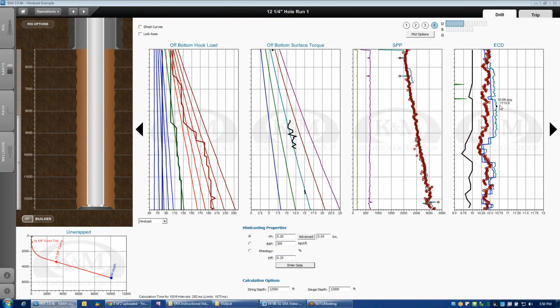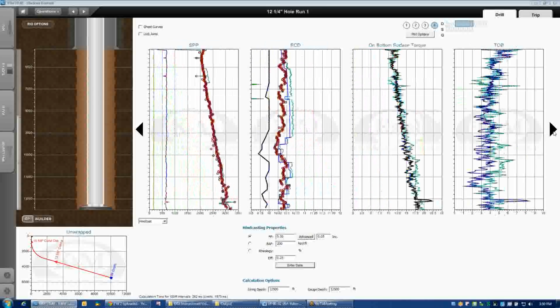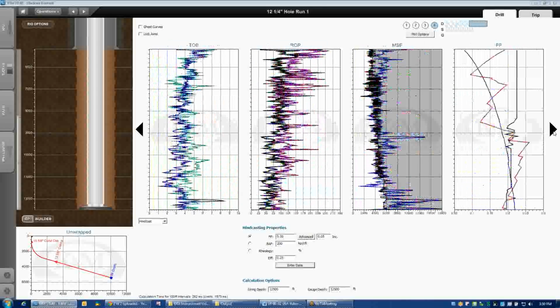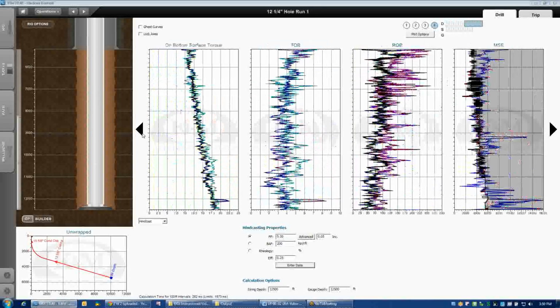Okay, so I have a pretty good torque and drag hydraulics model established. Step one completed. Now the next step is to figure out the bit efficiency factor, and I do that by scrolling over until I get to my MSE plot. I went a little bit too far here. You notice that we've got 4 different plots that you don't normally see.